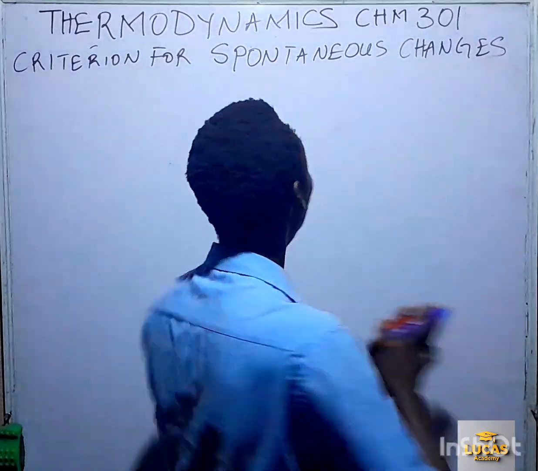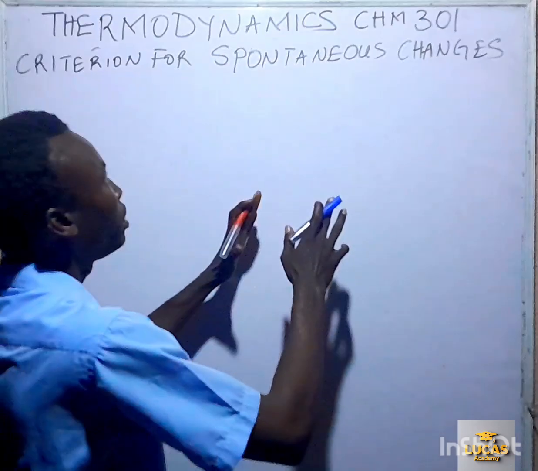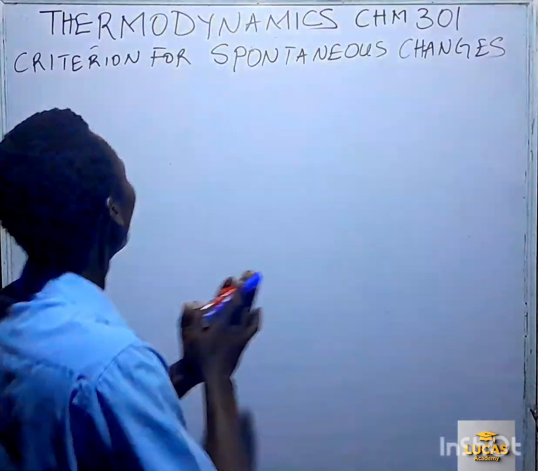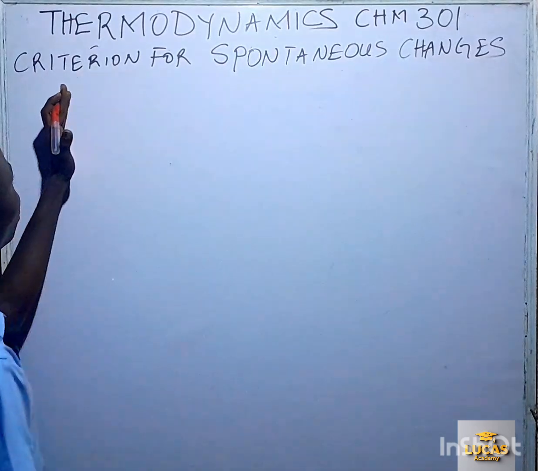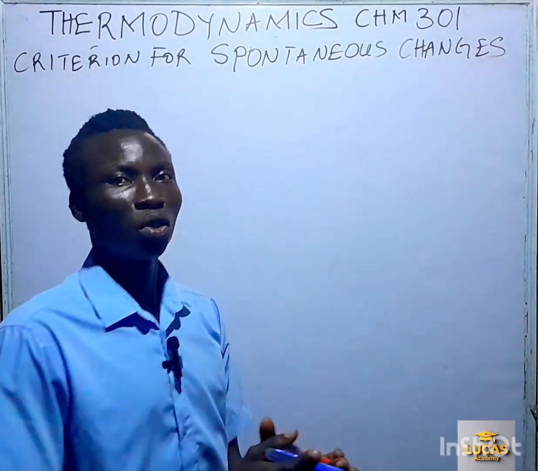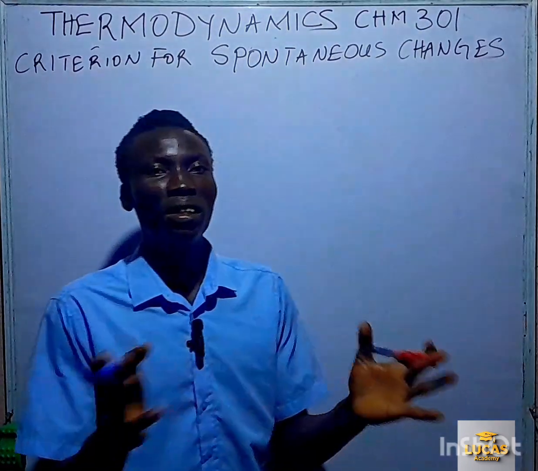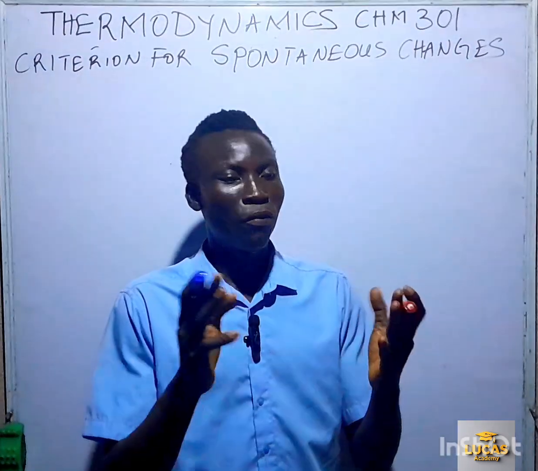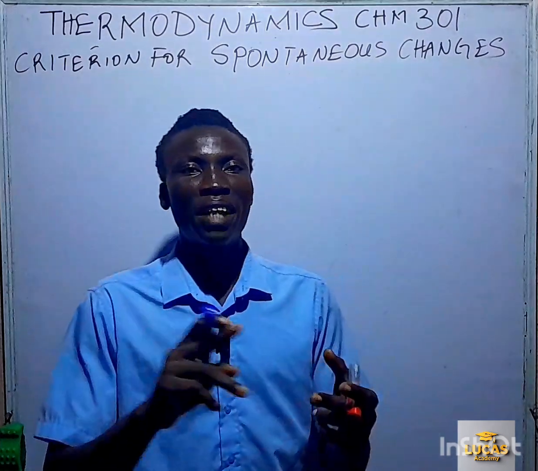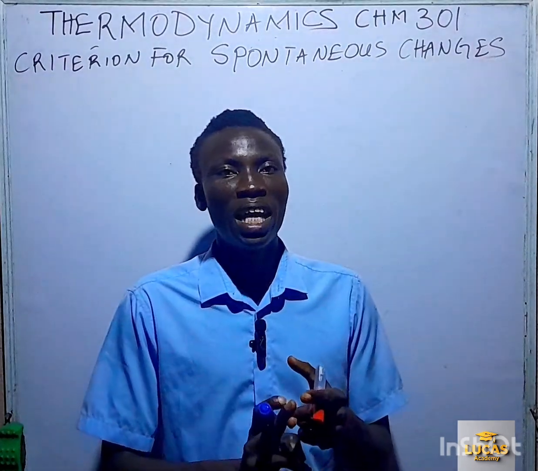And today we are going to be looking at what we call thermodynamics, which has to do with CHM 301, physical chemistry. Now, here we go. We want to look at what we call the criterion for spontaneous changes. When we're talking about spontaneous changes, this can be determined based on the value of the change in enthalpy, change in entropy, and a change in what we call free energy.